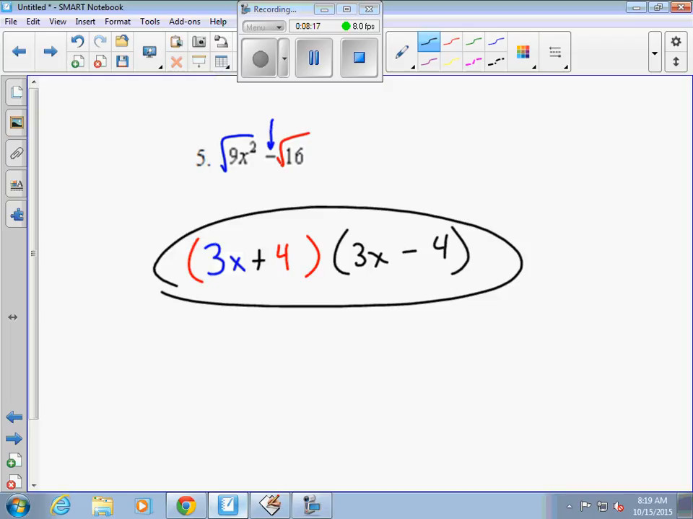If you FOIL that out, 3x times 3x is 9x squared. 3x times negative 4 is negative 12. 3x times 4 is positive 12. Those cancel each other out. That's why there's no b value. And 4 times negative 4 is negative 16. If you FOIL that back out, you get back to 9x squared minus 16.